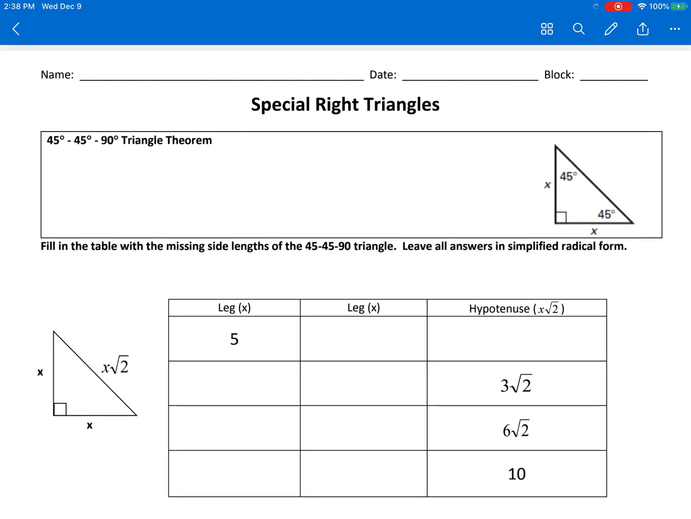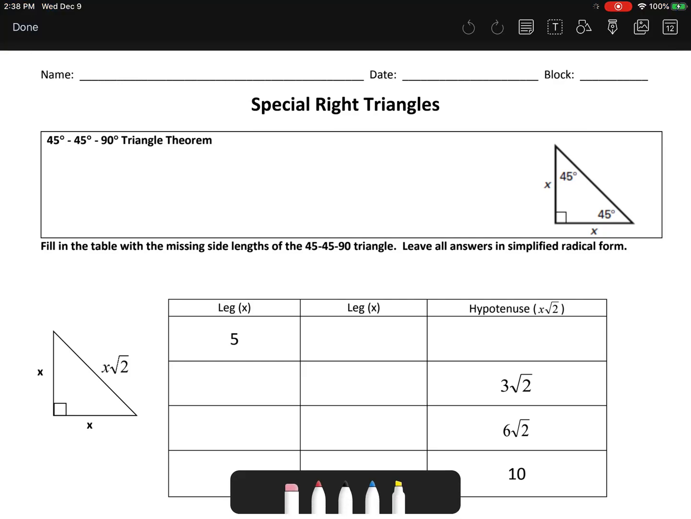Okay, today's lesson is on special right triangles. And there are two types of special right triangles, okay? The first type is 45, 45, 90 right triangles, which means these are half of a square, okay? Because they're half of a square, the two sides, the two legs, are always equal because they're part of the square.